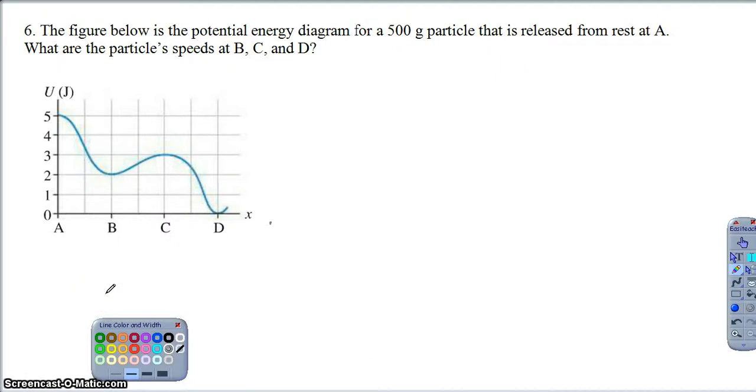Okay, so for part 2 of homework 4-2 here, we'll pick up with questions 6, 7, and 8, and maybe get to 9 as well.